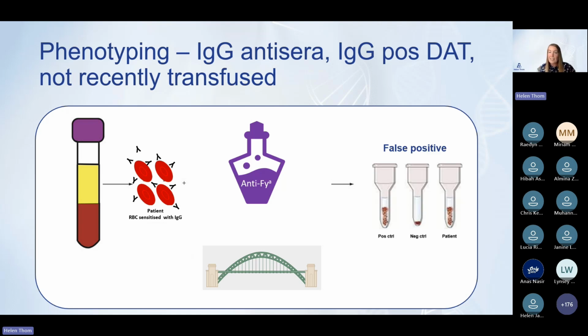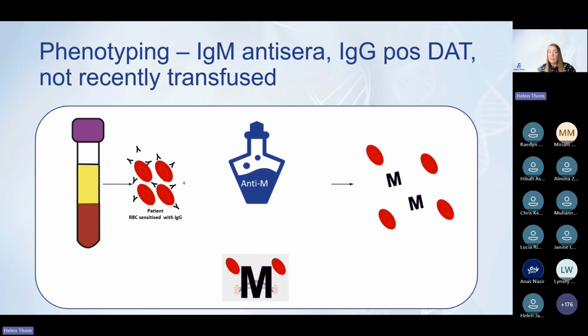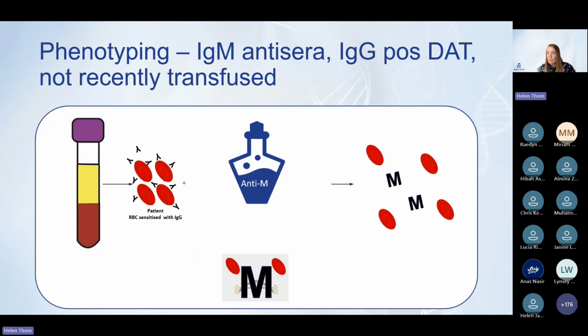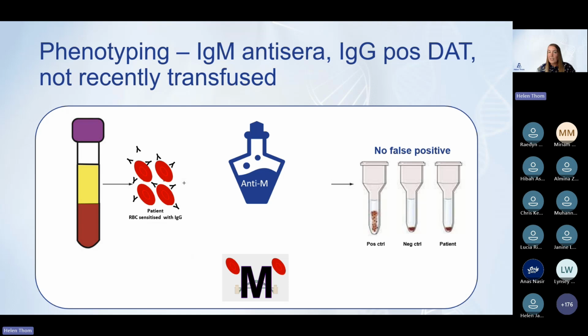So there's no Duffy antigen there, but you get a false positive because it's binding to the IgG on the cell. But if you use an IgM antisera, you don't need the bridging antibody. So there's nothing for the bridging antibody to bind to. It can't bind the IgG, so you don't get a false positive, you just get a genuine true result. So this is if the patient hasn't been transfused.